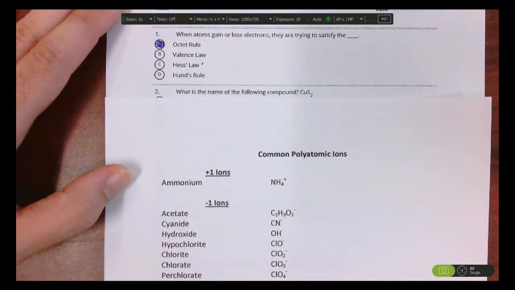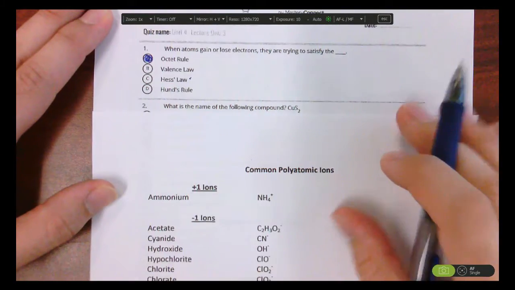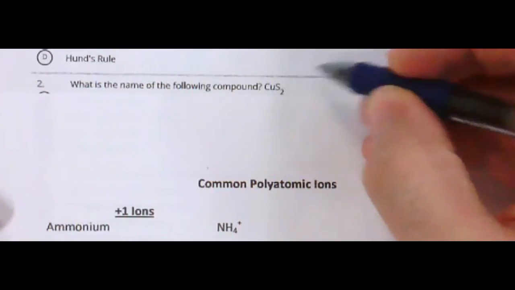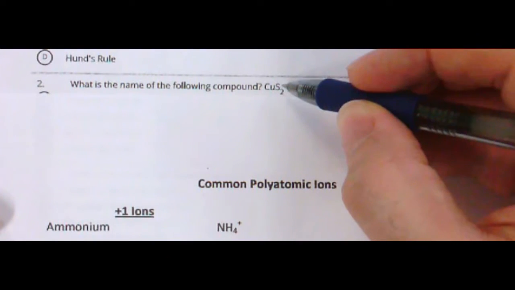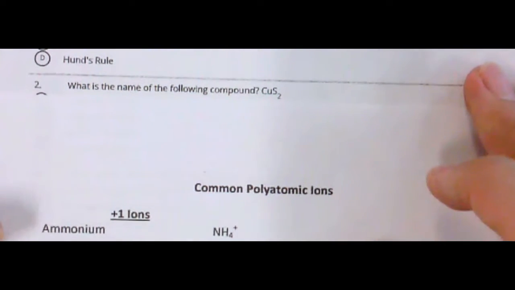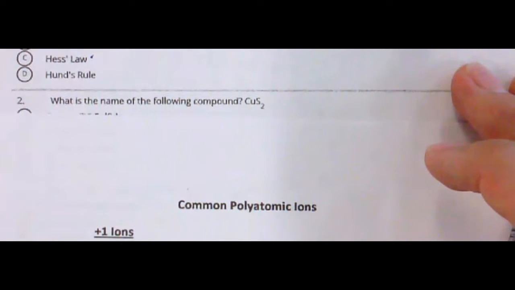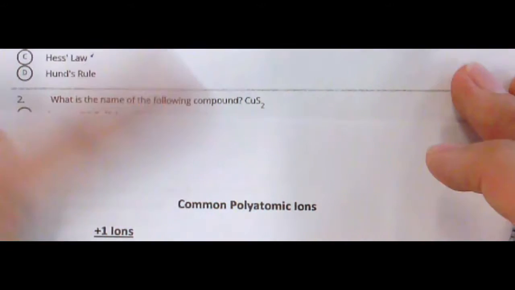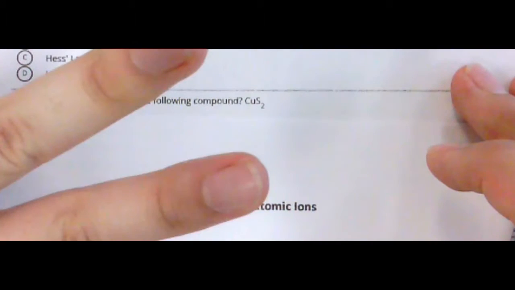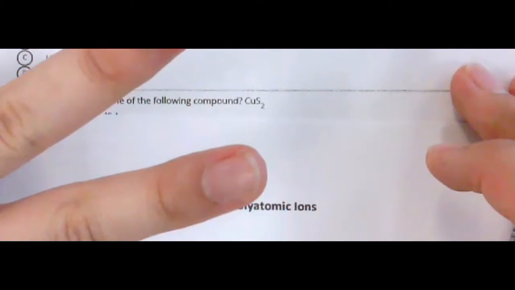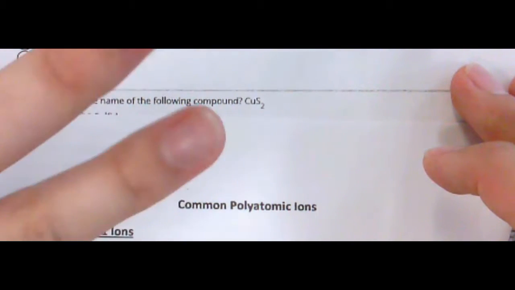All right, number 2. What is the name of the following compound, CuS? First thing, is there a poly? No poly, but is there a transition? Okay, so notice what I'm doing now. Every time I'm answering one of these guys, I'm asking 2 questions before I even begin. Number 1, is there a poly? Number 2, is there a transition metal? Notice I'm asking those every time before I begin.